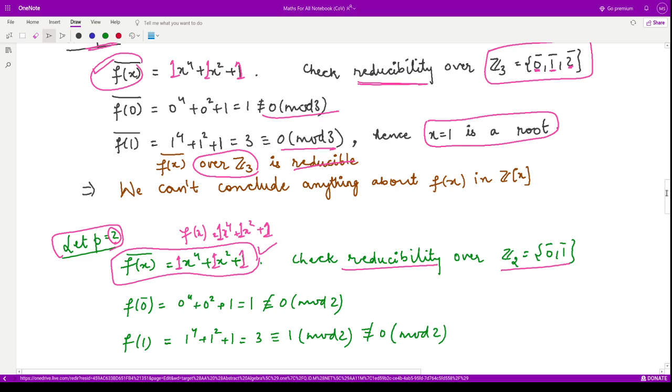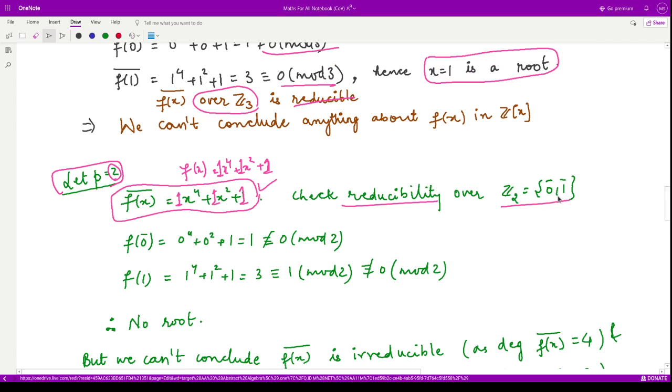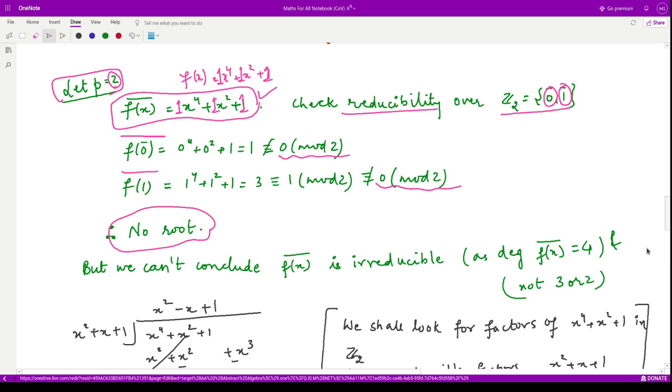So we again go for looking for roots. The only possible roots would be 0 or 1, right? So we'll find f bar of 0 and f bar of 1. F bar of 0 is not equal to 0 mod 2, and f bar of 1 is again not equal to 0 mod 2. Therefore, we do not have any root over here. So from here, we cannot conclude f bar x is irreducible.